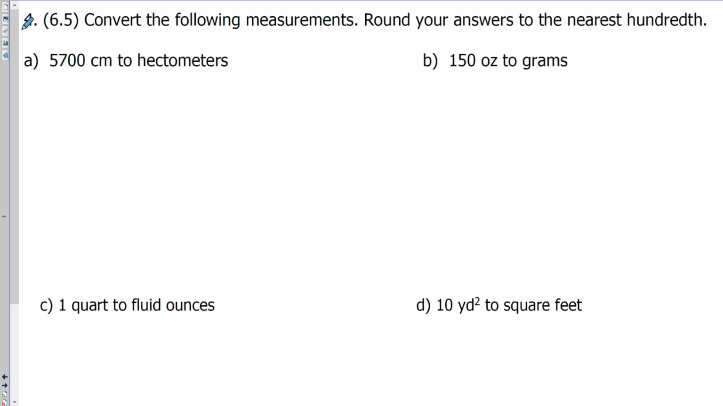Problem 4 comes from section 6.5, which involves converting measurements in the metric system. Here we want to make sure that we have our conversion values that were given in that note section included on our reference sheet. So as you can tell, we're going to need to convert between centimeters and hectometers, ounces and grams, quarts and fluid ounces, yards and square yards and square feet.